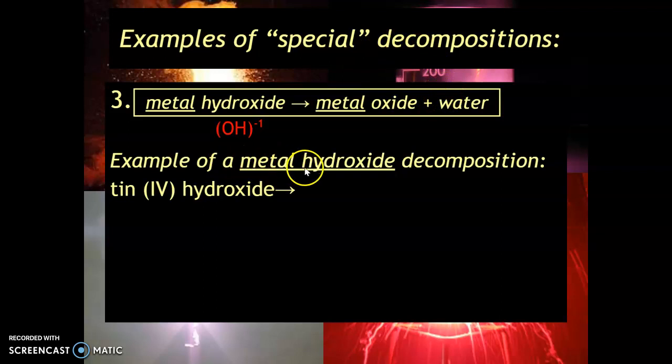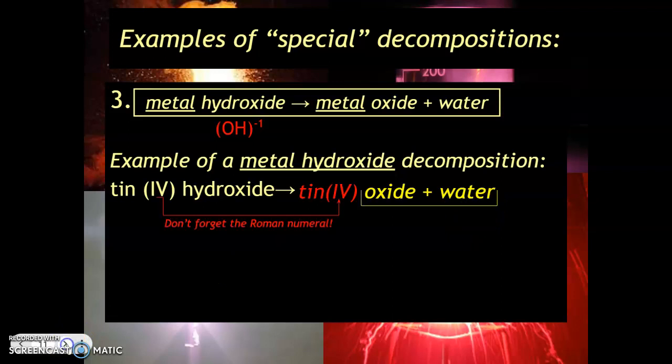So example here, we've got tin(IV) hydroxide. That means the charge on tin is 4. It will yield tin(IV) oxide plus water. The charge will stay with the metal, okay, because this is still an ionic bond here with the tin and the oxide. So this is not decomposing into two elements. It's decomposing into two smaller compounds. The compound here is tin(IV) oxide plus water. Water is also a compound. The oxide and the water will always be the same, always a part of the product, okay?